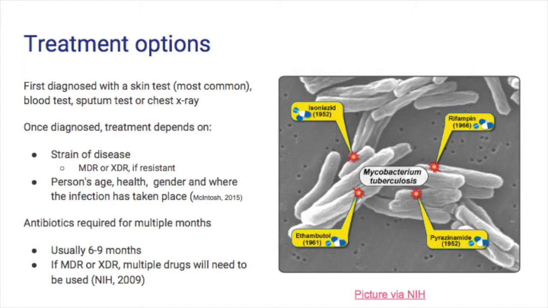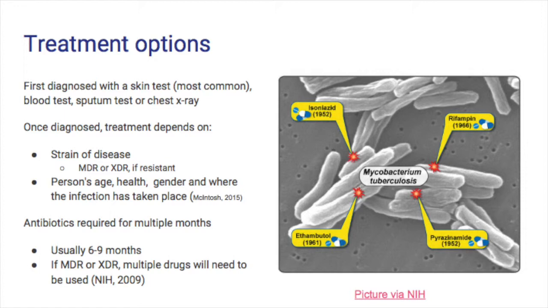Then an antibiotic is often required for multiple months, usually 6 to 9 months. And if it is multi-drug resistant, multiple drugs will need to be used, so it's not just one, but multiple throughout the course of many months. Once that person first comes in and is diagnosed with tuberculosis, it's important to take care of those initial needs, giving them any fluids and any pain medication. But it's also important to get them started on antibiotics immediately to keep those bacteria at bay, to decrease that number. This happens with isoniazid and rifampin.